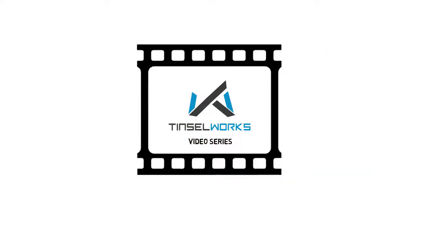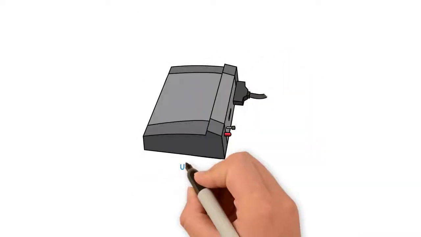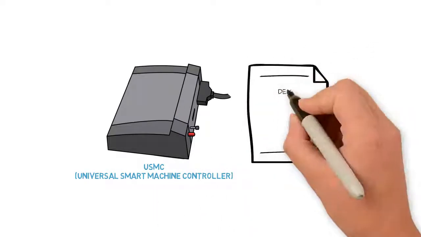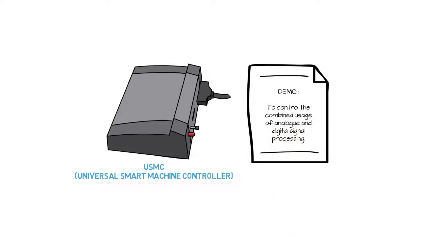This particular demo video is designed to showcase some of the basic features of USMC, Universal Smart Machine Controller. It demonstrates how USMC is used to control the combined usage of analog and digital signal processing in this water level demo.